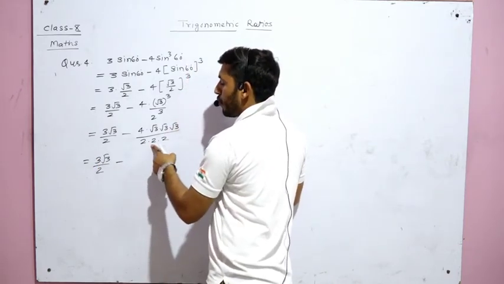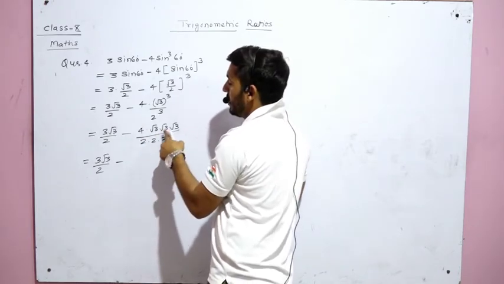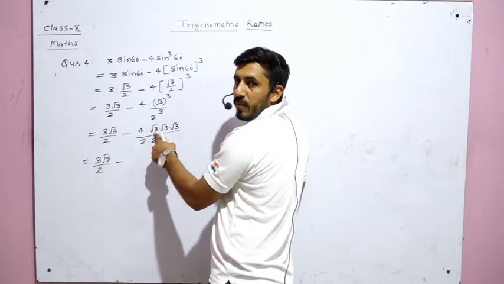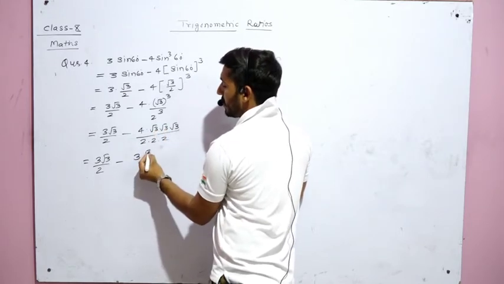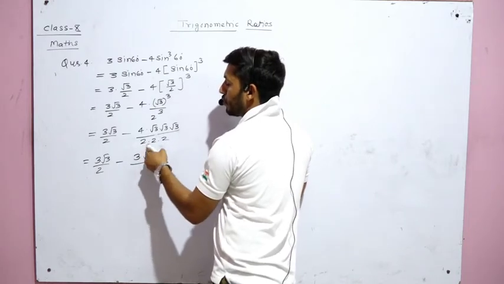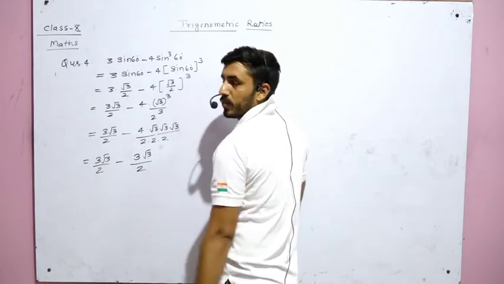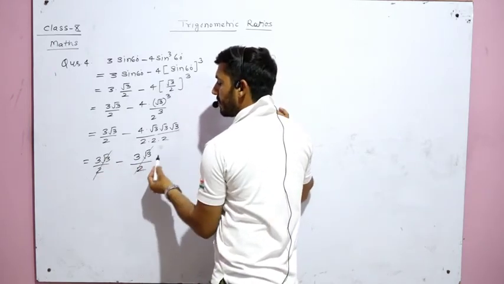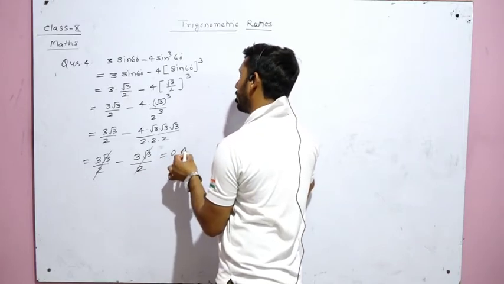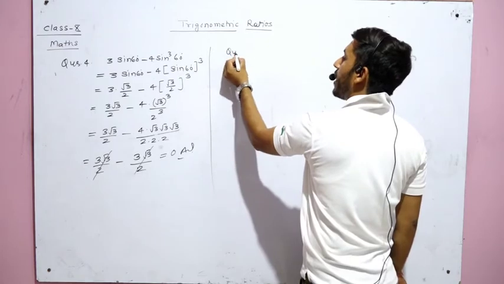That's why in the next step we will get 3 root 3 by 2 minus, here you can see 2 into 2 is 4, and 4 is cancelled by this 4. That's why we have root 3 into root 3, and we know the value of root 3 into root 3 is 3. The remaining is root 3, again 2 into 2 is 4, that is cancelled by this 4, that's why we have only 2. Again you can see this term is completely cancelled by this term, that's why we will get 0 as the answer.